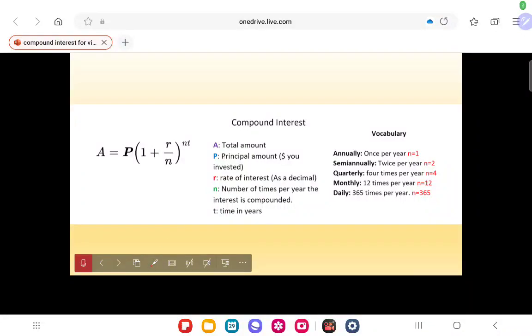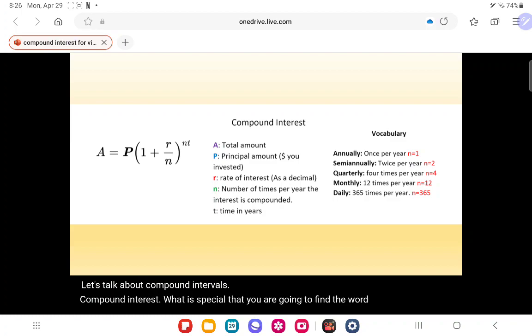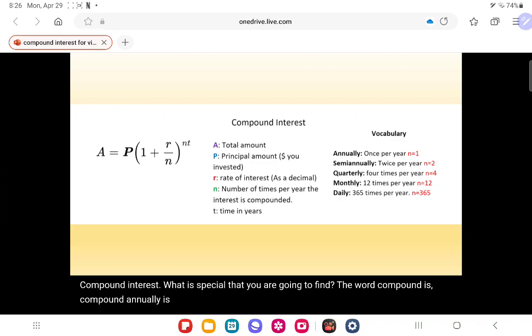Let's talk about compound interest. Compound interest, what is special? That you are going to find the word compound. Is it compounded annually, quarterly, or semi-annually? And what does it have to do with my formula?